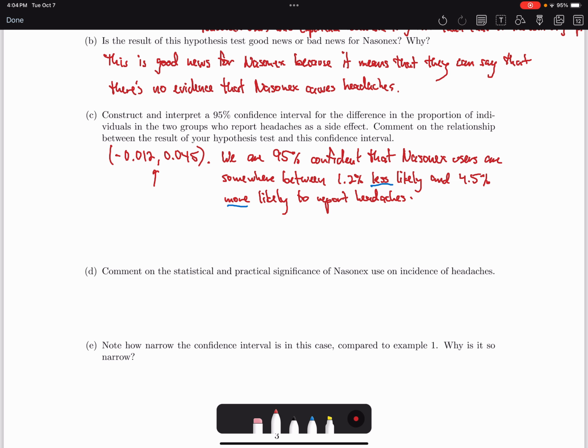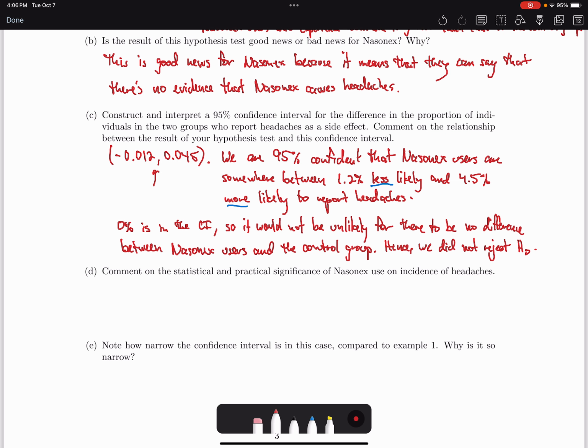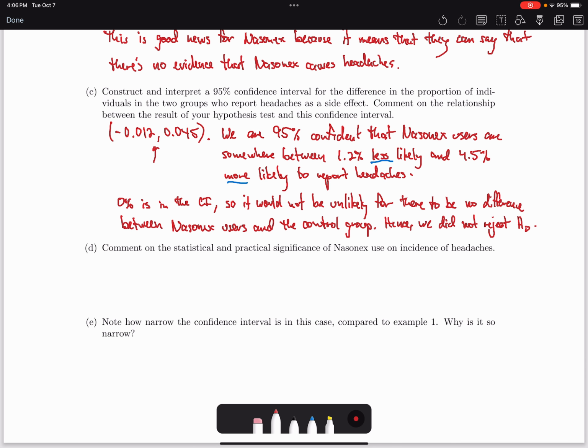So we could say something like 0% is in the confidence interval. Okay, so 0 is in the confidence interval. So it would not be unlikely for there to be no difference between Nasonex users and the control group, and hence we did not reject the null hypothesis. Part D says to comment on the statistical and practical significance of Nasonex use on incidence of headache. There was no statistically significant difference, right? There was no statistically significant difference because we did not reject H null.